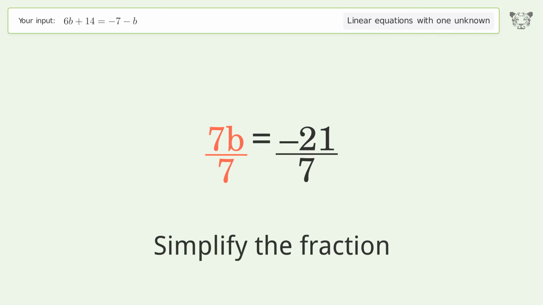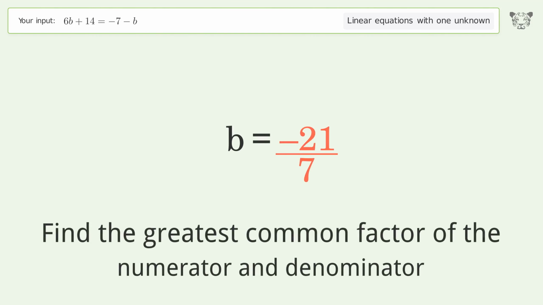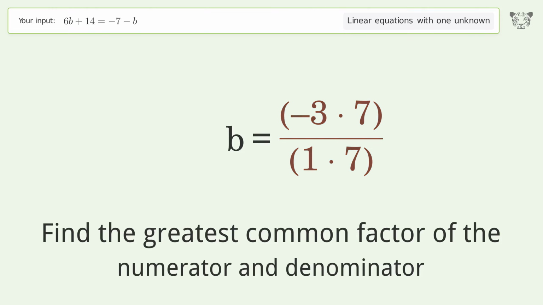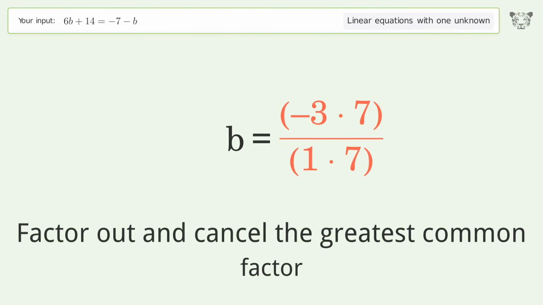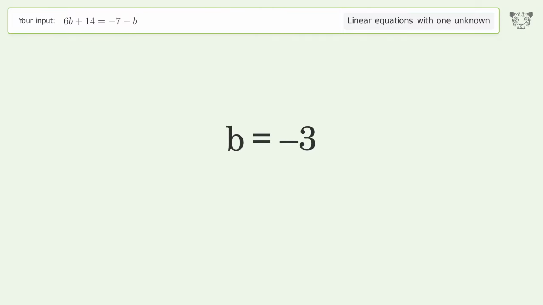Simplify the fraction. Find the greatest common factor of the numerator and denominator. Factor out and cancel the greatest common factor. And so the final result is b equals -3.